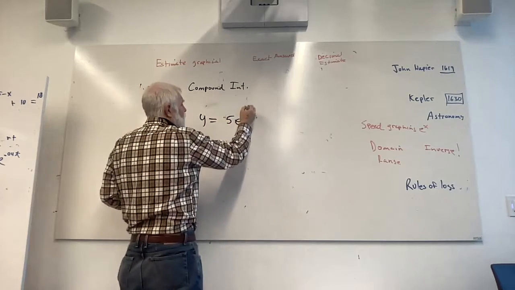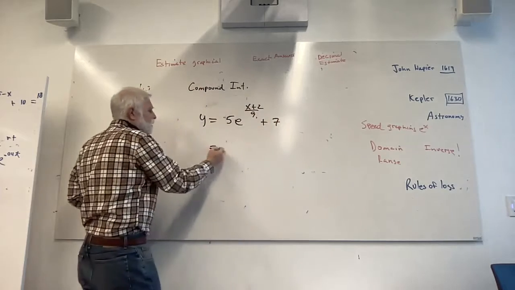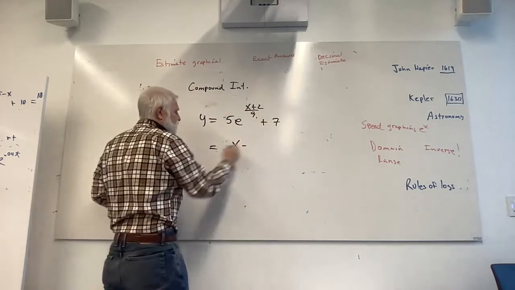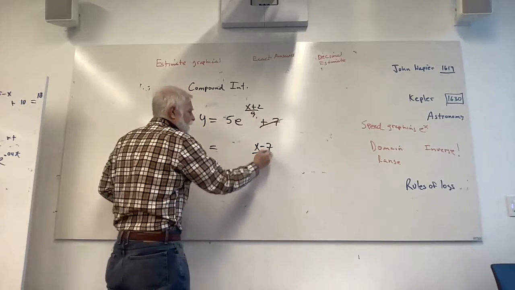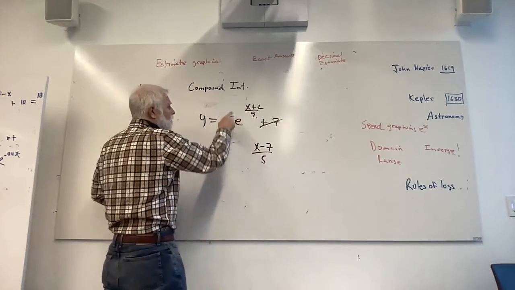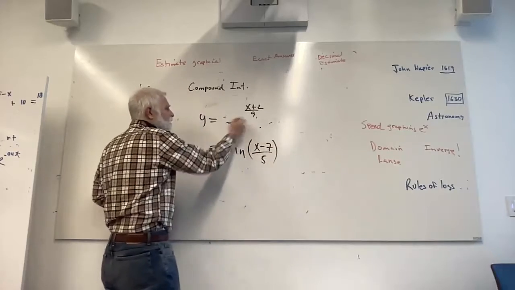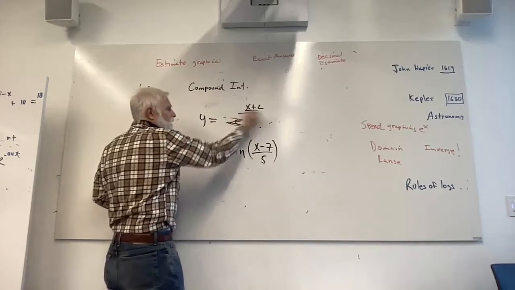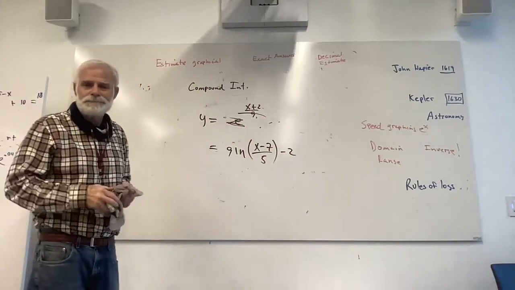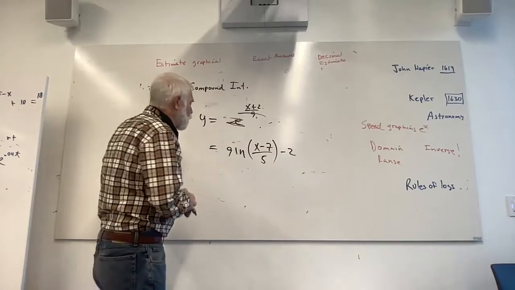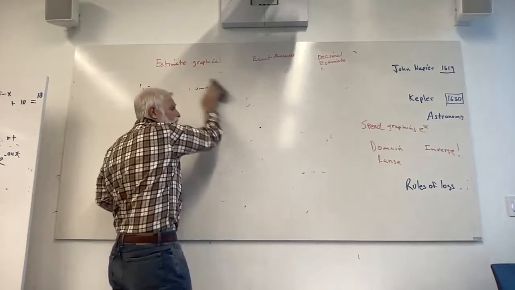I don't know. 5e to the x plus 2 over 9 plus 7. What's the inverse? The inverse is x. I'm going to subtract 7. I'm going to divide by 5. I'm going to do the inverse of e to the, which is ln of. That's gone. Division by 9, multiplication by 9, addition of 2, subtraction of 2. And that's the inverse, just for practice. I'm going to graph those soon. Graph those just as fast as you graph the equation of a line.